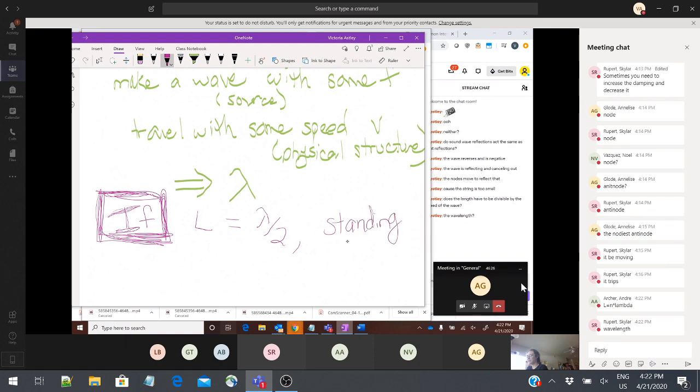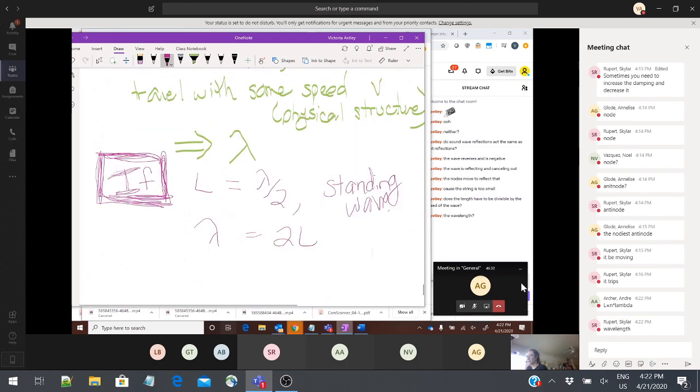You can also think of it the other way. For a given lambda, if L is equal to lambda over 2, I will get a standing wave. For a given length, if the wavelength is twice the length, I will get a standing wave. But if it's not, I won't. I will get that weird pattern that doesn't really form a standing wave.